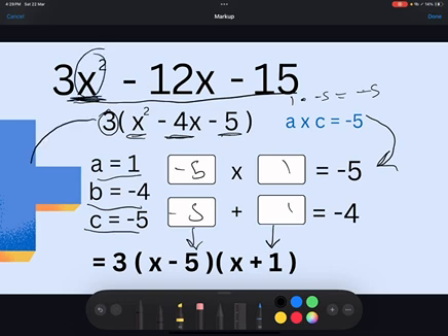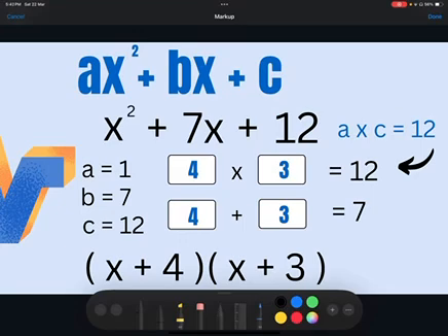And then we bring this common factor in the beginning. So the answer is 3, and then in parentheses, x minus 5, and close parentheses, open another parentheses, x plus 1.